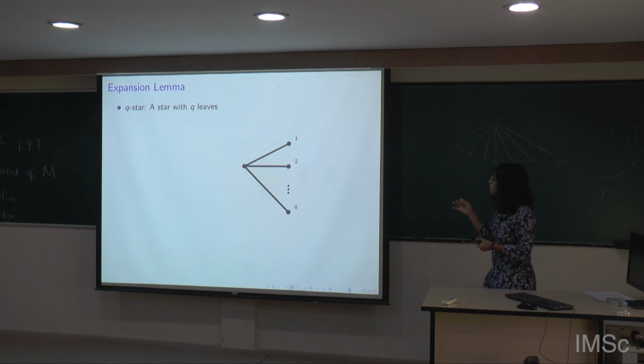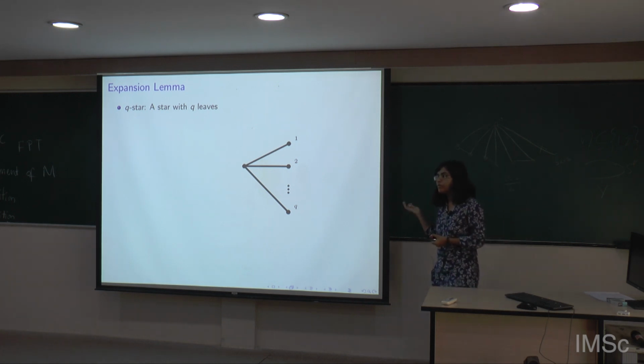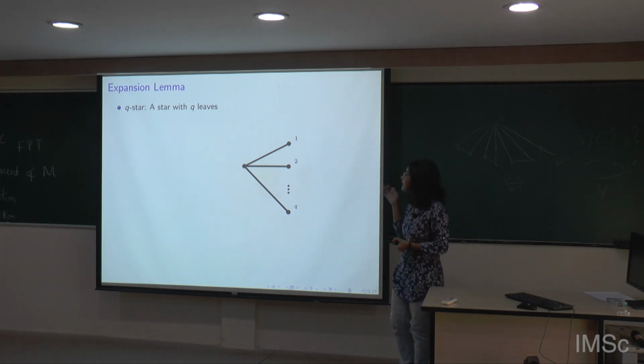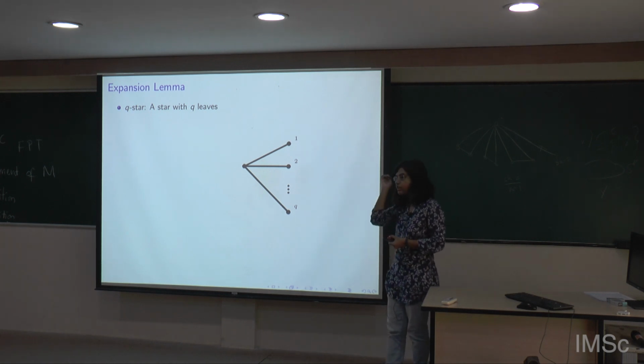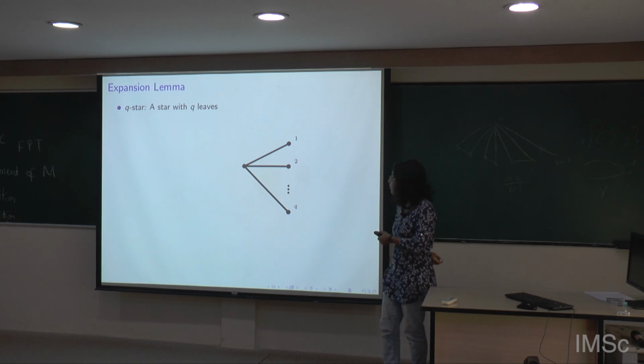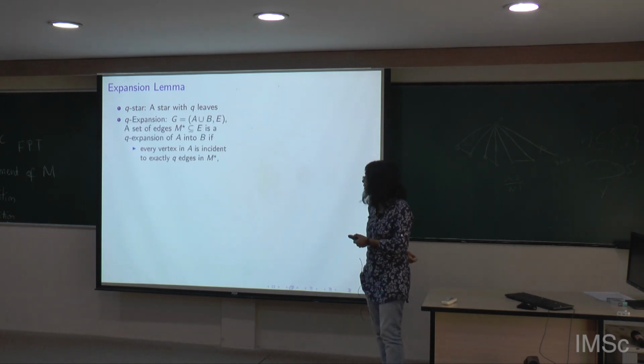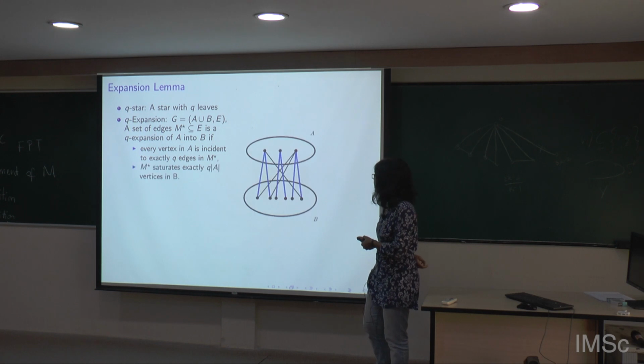Next we'll look at a tool called the expansion lemma. Maybe many of you are familiar with it, but I'll just state the lemma for the sake of whoever doesn't know. First I define what a q-star is. A q-star is a star which looks like this with q leaves. So it has q plus 1 vertices and q leaves. Next, what I define is called a q-expansion.